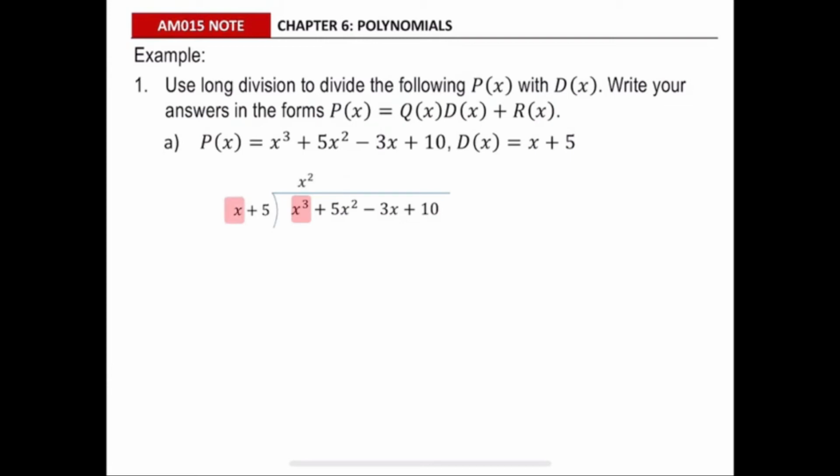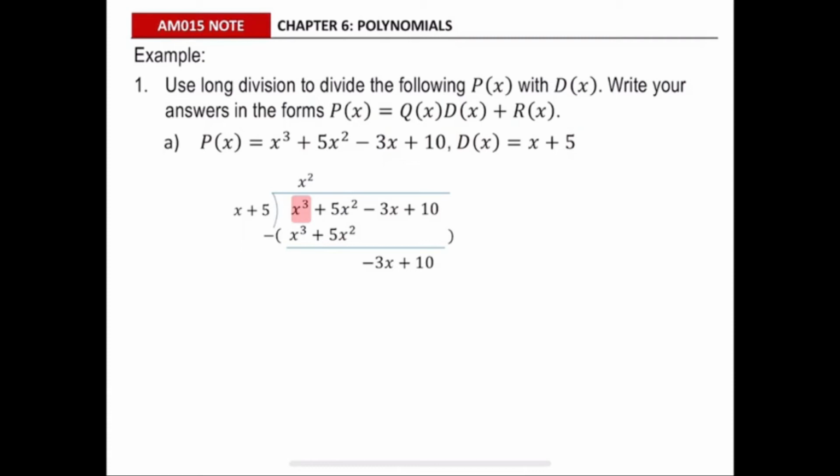Then multiply x squared with the divisor x plus 5. We get x cubed plus 5x squared. After that, subtract x cubed plus 5x squared from p of x, and we get negative 3x plus 10. Now we will repeat the same steps.